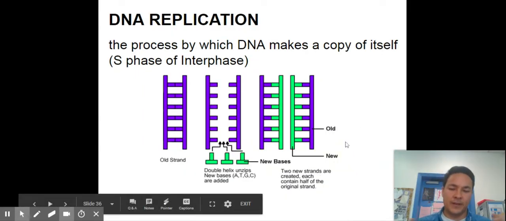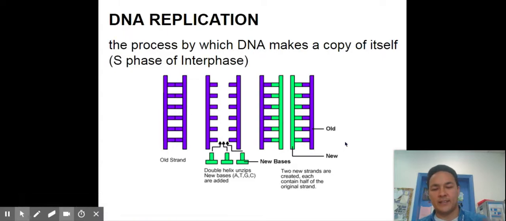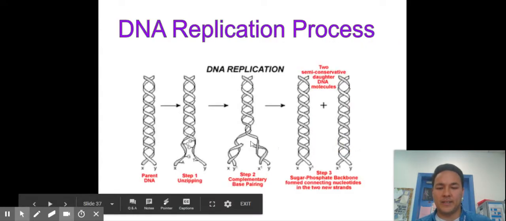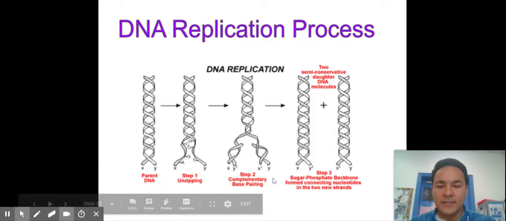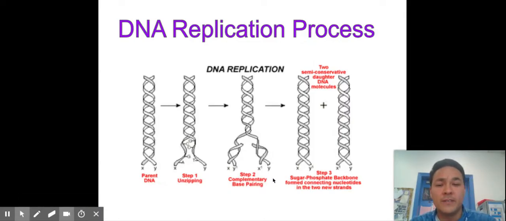So an enzyme is going to unzip it. Next time you unzip your jacket, think of that enzyme. And that enzyme is called helicase. It's going to unzip it, and DNA polymerase is going to add new nucleotides to the opposing sides. Where do you get those new nucleotides from? From the food you eat, right? So you broke down the DNA that was in that food, and now you're going to use it to make new DNA for you.